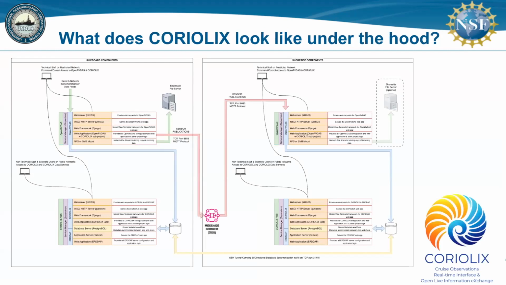What's it look like under the hood? The two boxes are ship and shore. The closer one to me is shore. And the boxes inside the boxes are computers, be they virtual or physical, but they're individual unit systems. So it's a mirror image for the most part. We maintain a database on the ship and on the shore. All metadata that you enter into that database is synchronized. We use tools like OpenRVDAS or SCS to acquire data, and we pass it off to shoreside through a message broker. So not a database synchronization, but it's one-way.